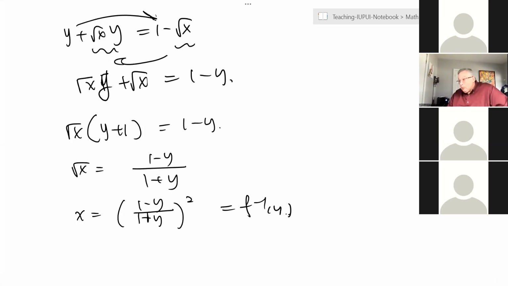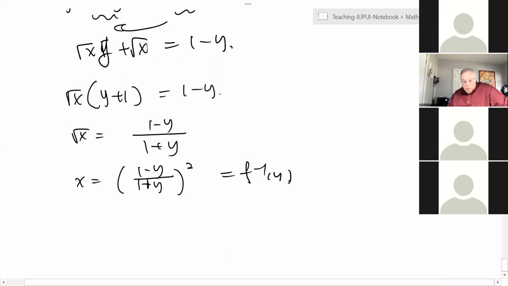Then you can find the derivative. Once you have a formula, you can find the derivative. I haven't mentioned the domain and range here. It's a little bit complicated for the domain and range.